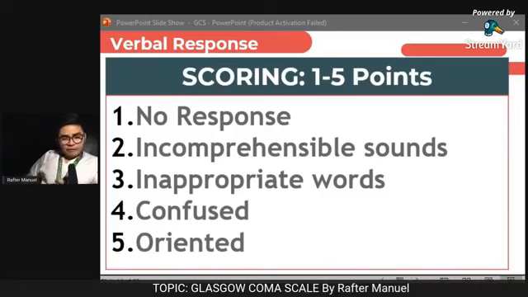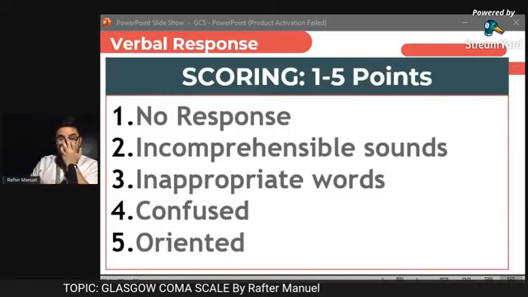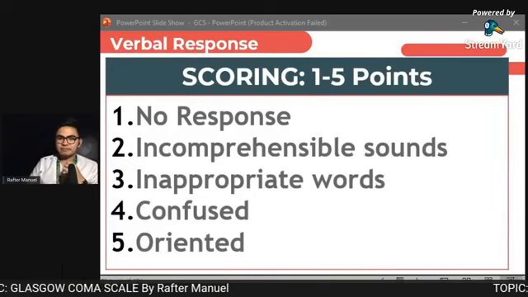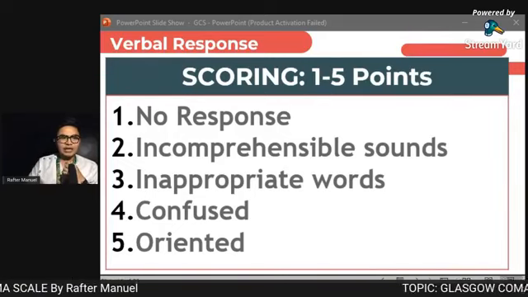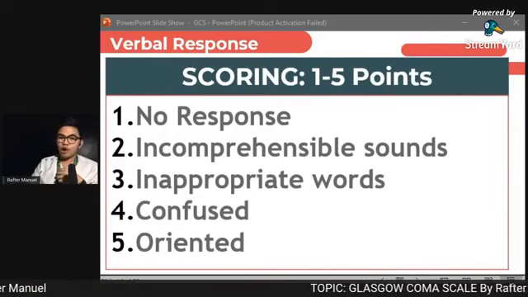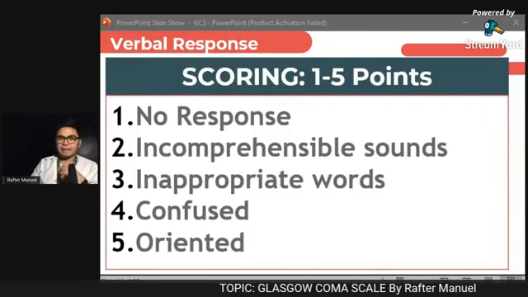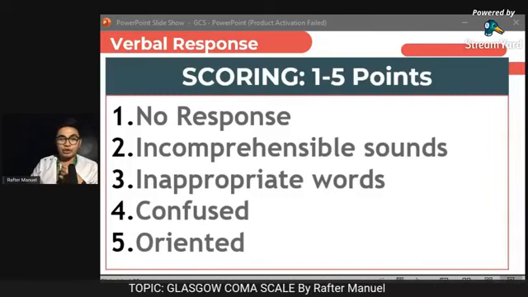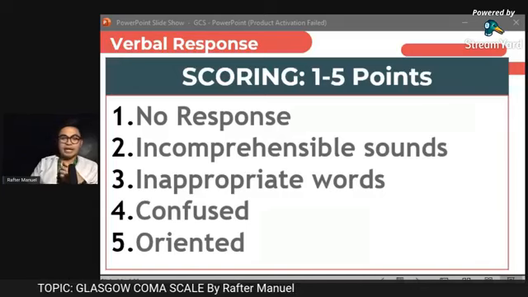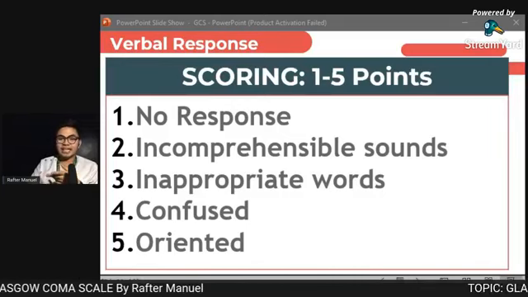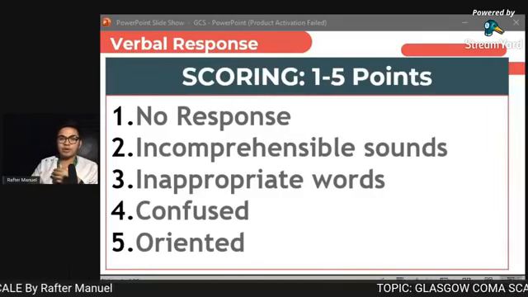Thank you. 5 is the highest, which means the patient is oriented. The patient who is active in normal conversation can properly receive 5 points on the GCS. So this means that the patient is oriented and can answer simple questions.